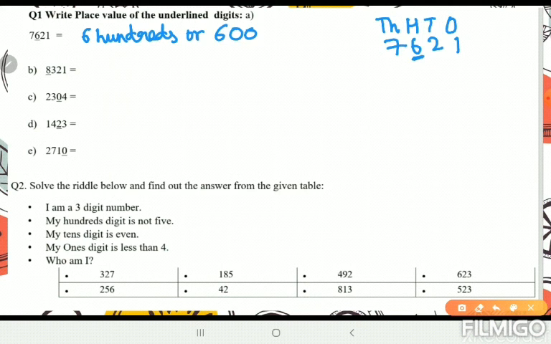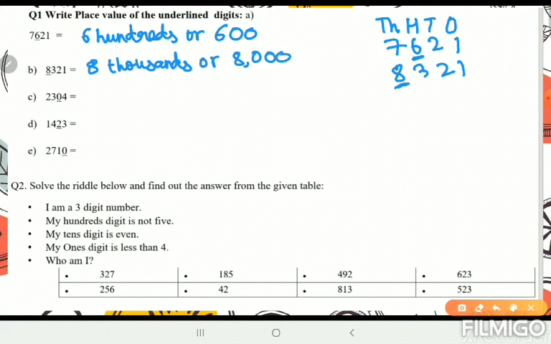Okay, let's see the next number, B. It is given 8 3 2 1 and it is asked to find the place value of 8. Where is 8? 8 is in the thousands place. So what is the place value of 8? It is 8 thousands, or we write it as 8,000.